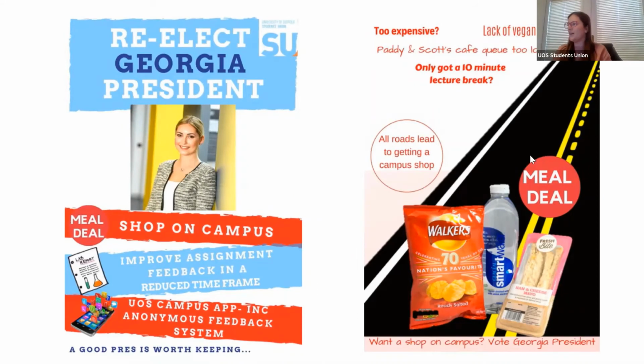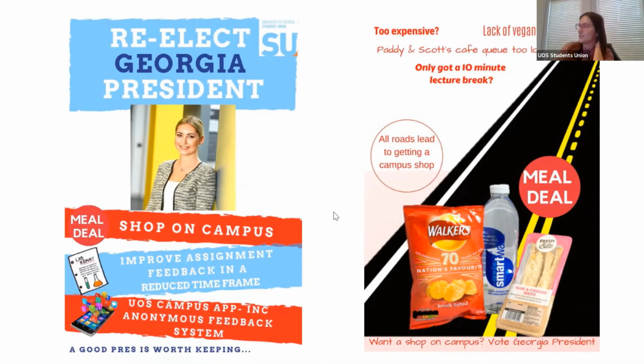So looking at the shop that she's proposing, she's saying too expensive? Lack of vegan options? Paddy and Scott's cafe queue too long? So basically she's flagging all of the complaints that she knows people have. Only got a 10-minute lecture break. So she's heard the feedback. That's why it's so important to listen to students' feedback. And she's using this feedback to propose a solution. So this is very, very well thought out.